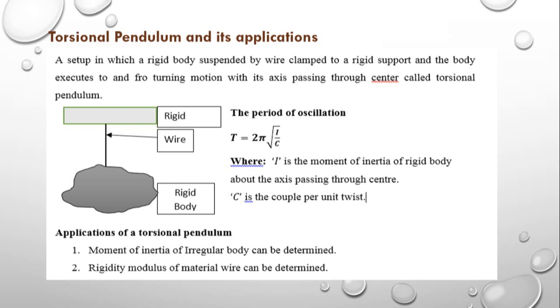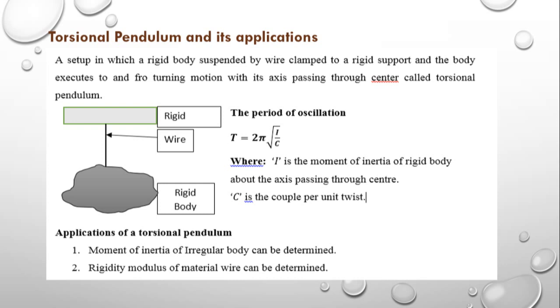And what will be the applications of this torsional pendulum? There are two applications. The first application is that we can identify the moment of inertia of an irregular body. For a regular body the moment of inertia can be easily found, but if the body is irregular, its moment of inertia cannot be predicted, because its dimensions and area are impossible to find. Hence, in such a case, we can use this particular arrangement to find the moment of inertia of the rigid body.